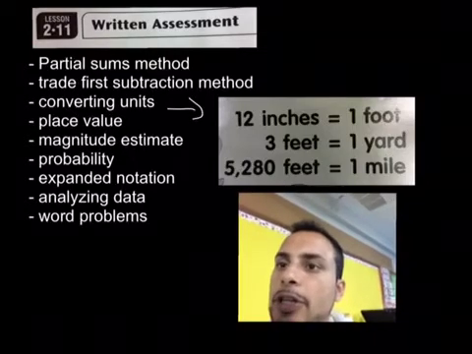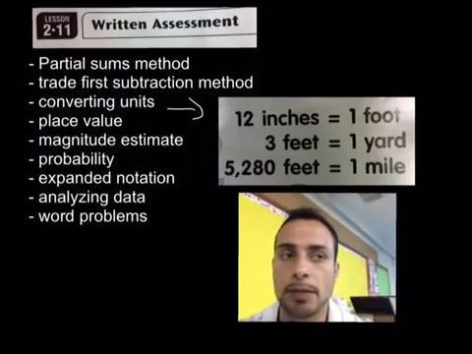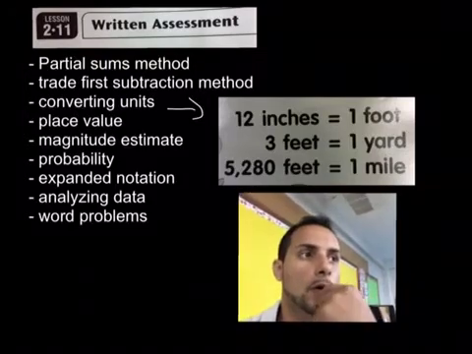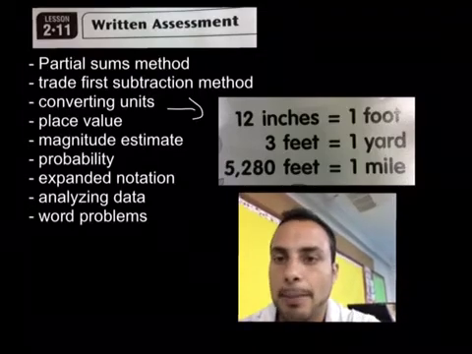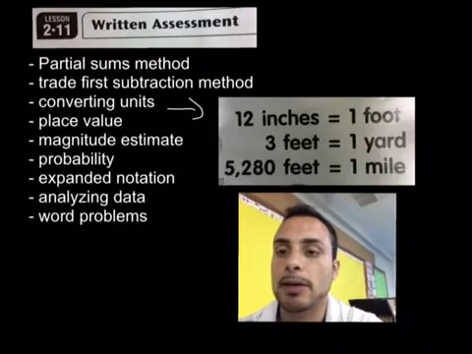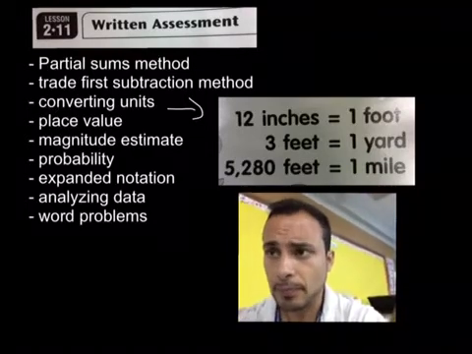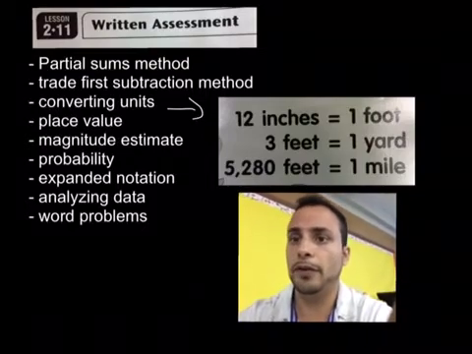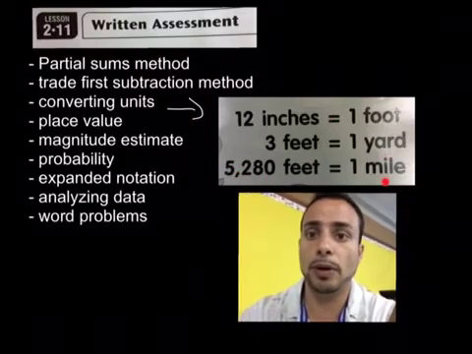Okay, converting units. Right here, we're converting some units in the customary system, or what some people call the imperial system, or U.S. customary. What's the other one? Standard system. It's got multiple names, but let's use customary system because that is what I learned to use in the U.S. Converting units. So we have 12 inches equals 1 foot, 3 feet equal 1 yard, and 5,280 feet is 1 mile.